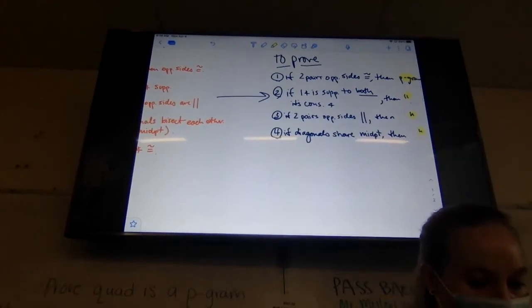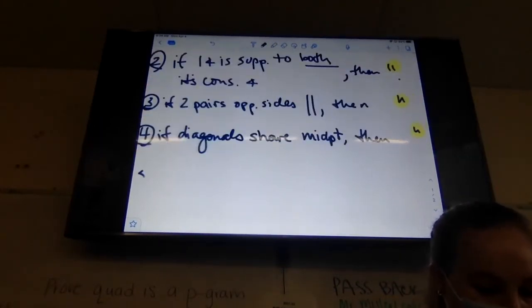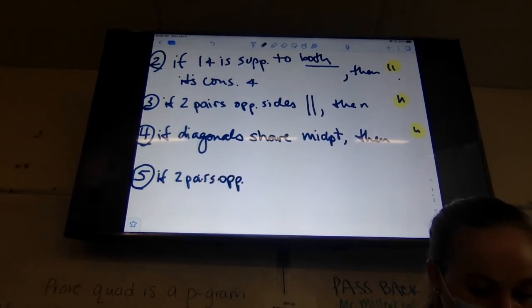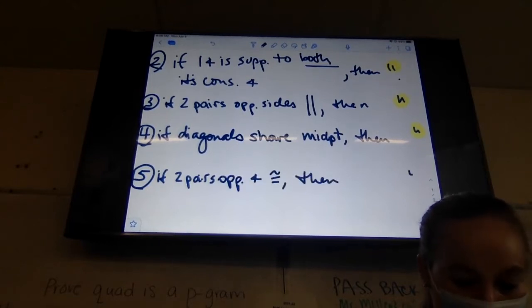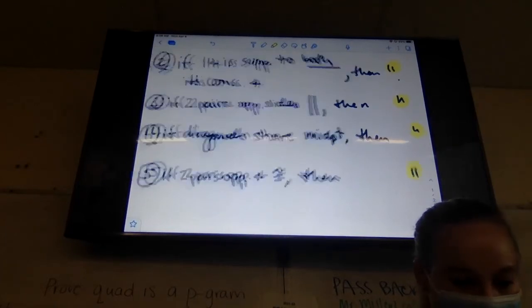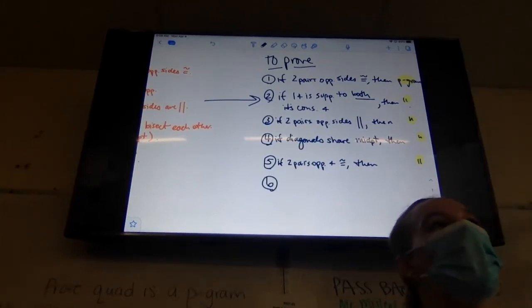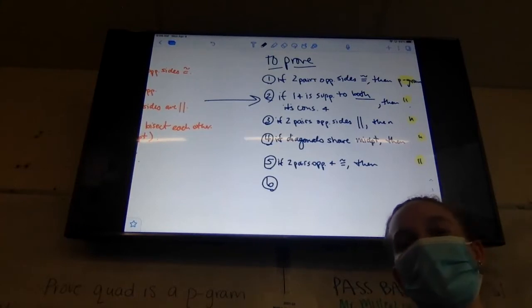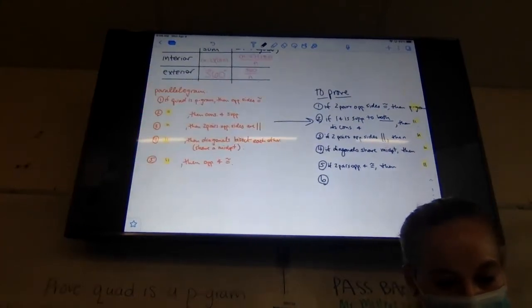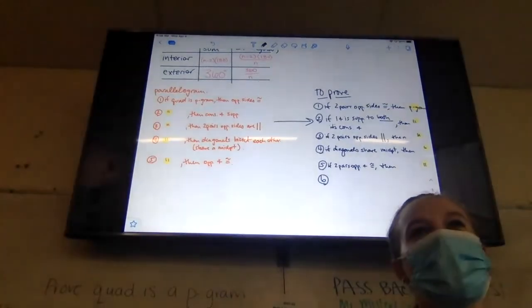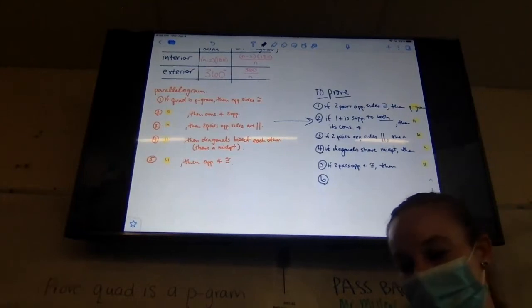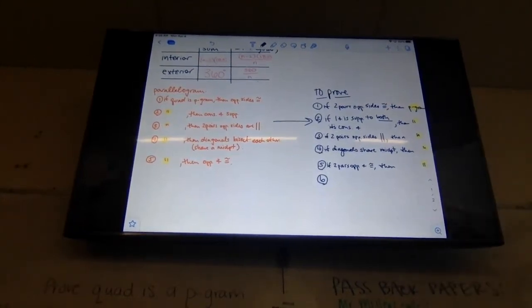And then the last one we said is if opposite angles are congruent. And again, we'll say if two pairs of opposite angles are congruent, then parallelogram. Now there's one more way. So I'll give you a second. Does anyone know the last way I can prove it's a parallelogram? The rest all matched up with properties we knew of parallelograms, but the last way to prove is a combination of these two things. Anyone think they know?